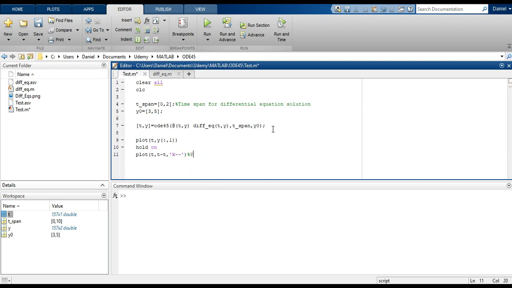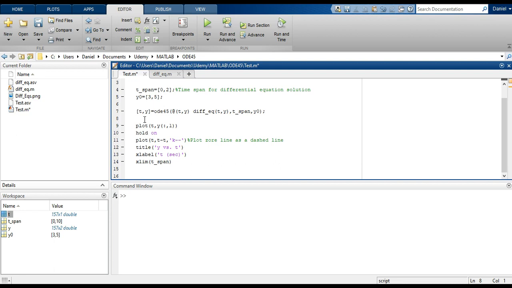So let's just add a comment for clarity that we're plotting the zero line as a dashed line. Let's go ahead and add a title to get fancy. Y versus T. And let's say X label is T. Let's say it's in seconds. And let's define the X limit as T span, so that way, if we change the span, we'll change the limit. And let's call this figure one.